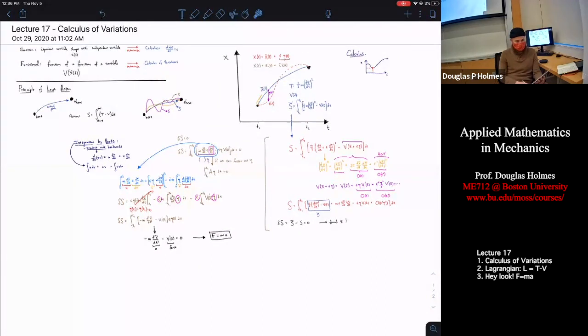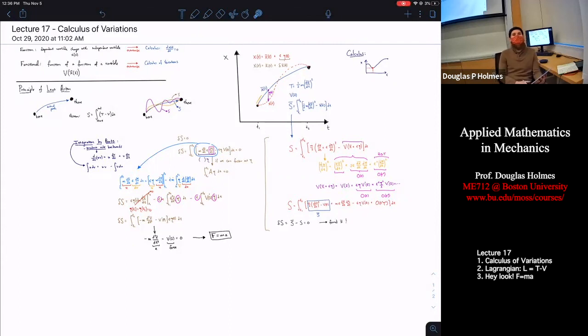I guess, could you explain again, conceptually, what us getting F equals MA means in relation to our original curve with the 2 endpoints and finding the minimal value curve, basically?